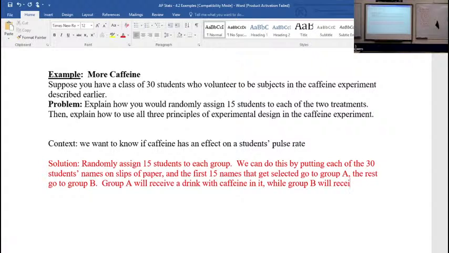I'm going to talk about this tomorrow, but we want to have a control. So we don't just want to compare caffeine to nothing. We want them to not be able to distinguish between the two treatments, so that we don't think that there's some kind of placebo effect going on, which I'll talk about tomorrow, but which you should have read about. We don't want to think that there's some kind of placebo effect going on, so we want to make sure that the treatments are as similar as possible, and the only difference between them is the caffeine. A similar drink with no caffeine.